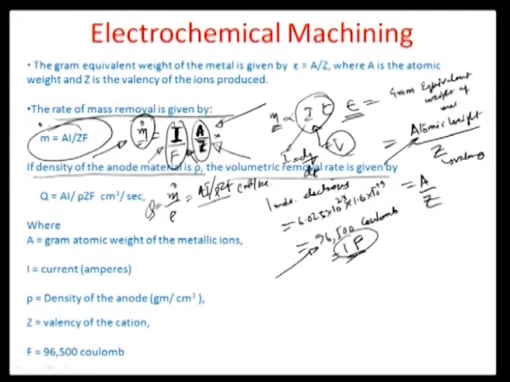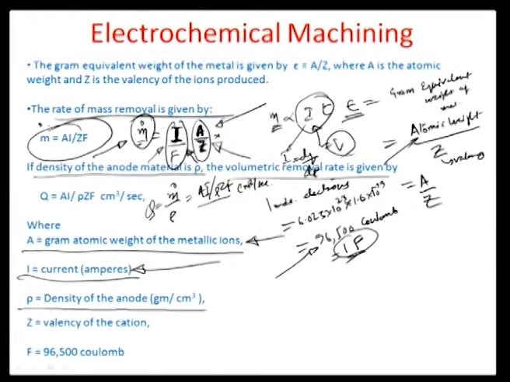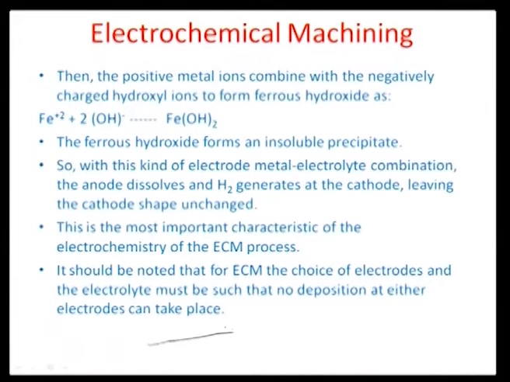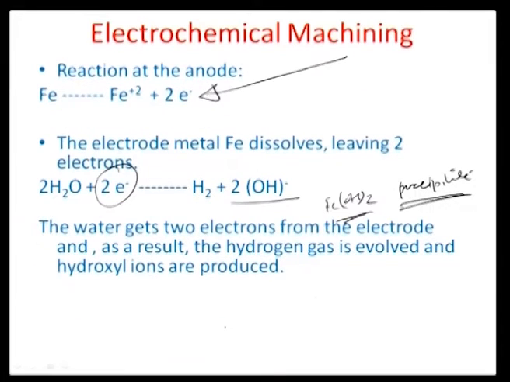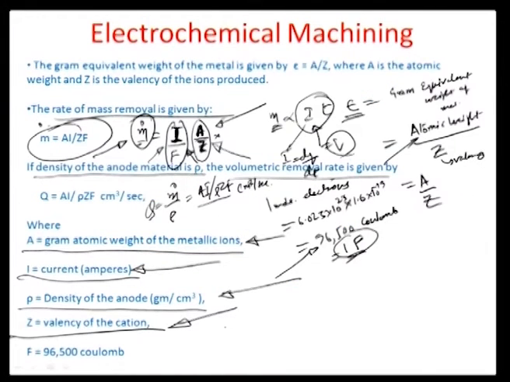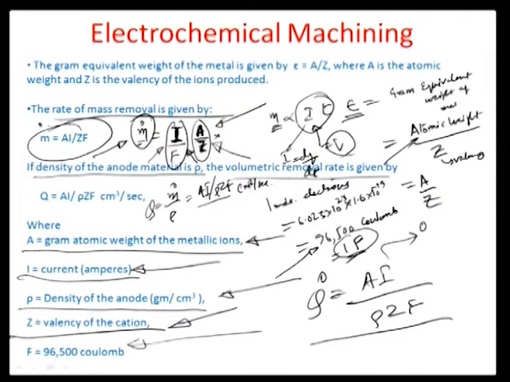For the sake of repetition again, A is the gram atomic weight of the metallic ion, I is the current in amperes which you are trying to flow, and rho is the density of the anode in gram per centimeter cube. Z is the valency of the cation of interest which is coming out or being deposited, and F is of course the amount of charge corresponding to 1 mole electrons, the quantity F of farad, 96,500 coulomb. So that is how you can get an estimation of the volume rate of removal Q dot equals AI by rho Z F. So this is only if predominantly one metallic system is existing, right.